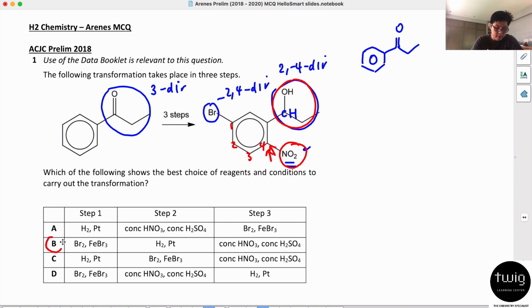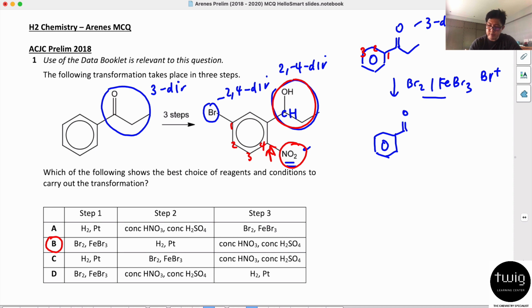So the answer is actually B, right? Let's see why B is the best answer. If you do the first step, we add bromine and FeBr3, right? This group is actually 3 directing. So if you count 1, 2, 3, the electrophile that's generated from here, which is the Br plus, will be directed to the 3rd position. So this is what you get at first, right?